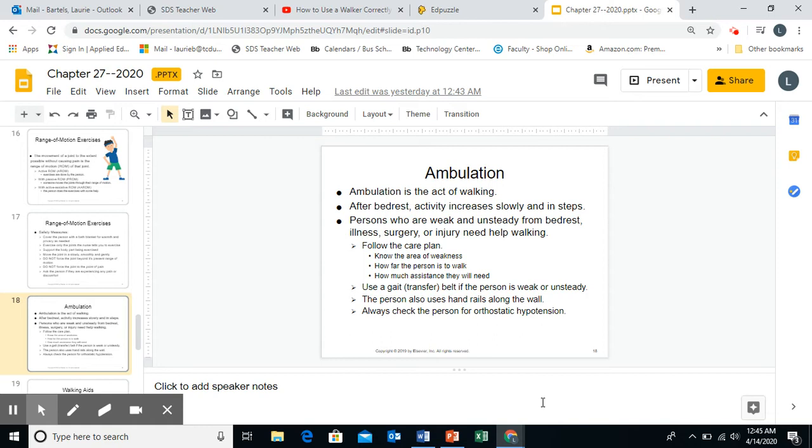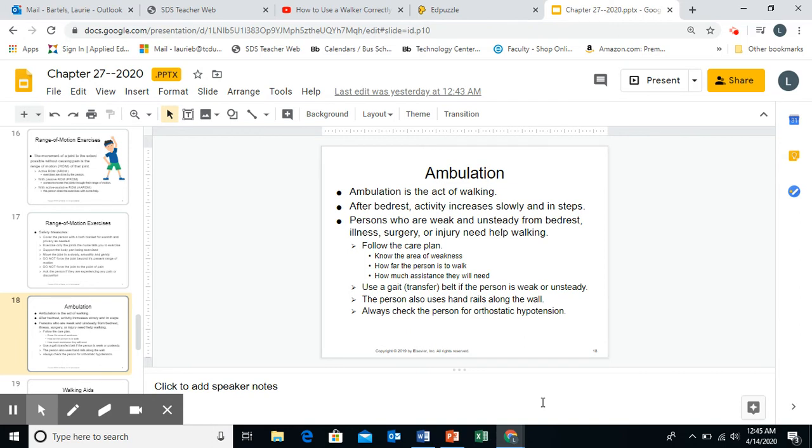Okay, so we're going to start with talking about ambulation. Ambulation is just another word for walking, or also we call it gait. Gait, walking, ambulation, it's all the same thing. It's the act of moving forward. If you think of an ambulance, an ambulance moves, so ambulation means moving your person, walking them.